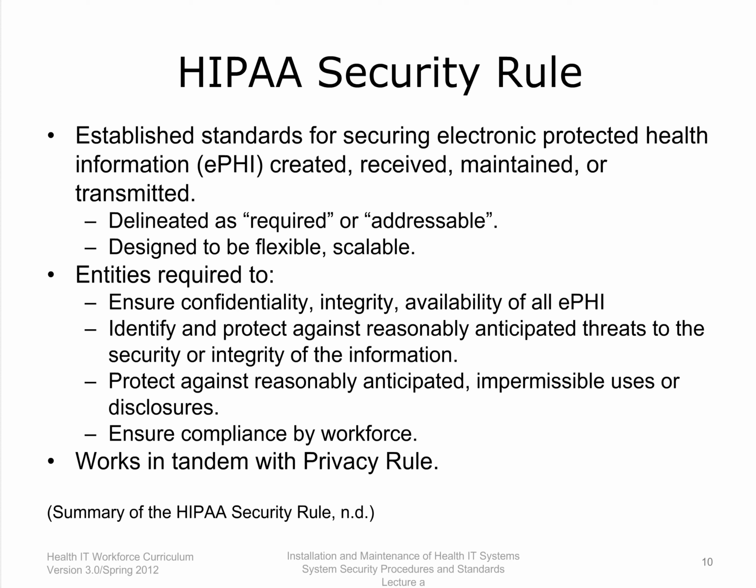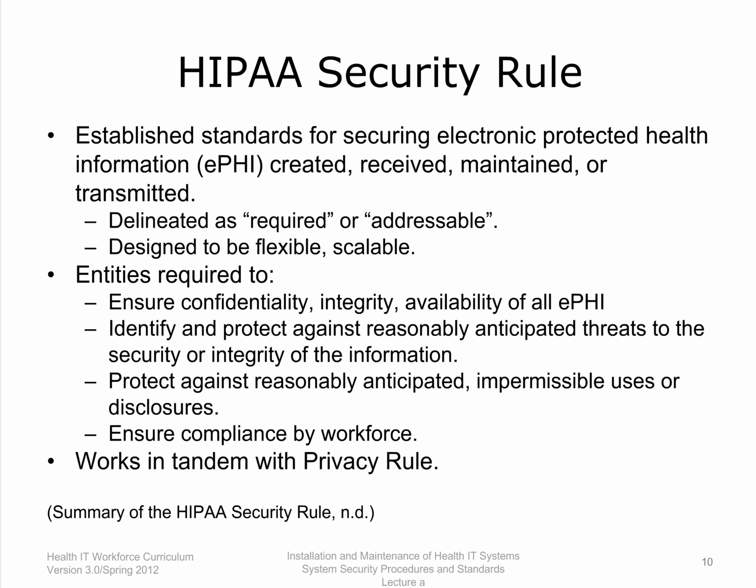The security rule requires covered entities to maintain reasonable and appropriate administrative, technical, and physical safeguards for protecting EPHI. Specifically, covered entities must ensure the confidentiality, integrity, and availability of all EPHI they create, receive, maintain, or transmit; identify and protect against reasonably anticipated threats to the security or integrity of the information; protect against reasonably anticipated impermissible uses or disclosures; and ensure compliance by their workforce.